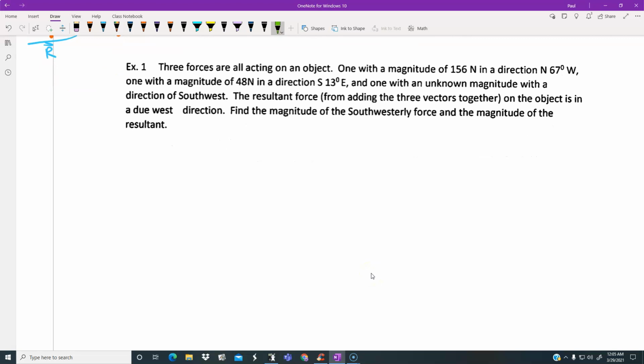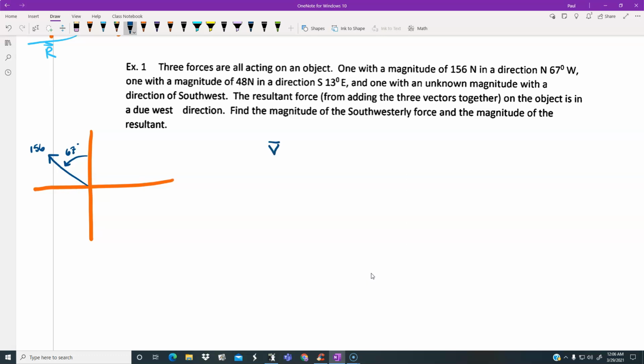Now, this other question is three forces acting on the same object. The key here is to just be consistent and stay with what's going on. Draw good pictures so you know exactly what's going on with each piece. Maybe colors could be helpful too. One with a magnitude of 156 at northwest 67 degrees. So this is like a 156, and that's a 67-degree angle going in the northwest.